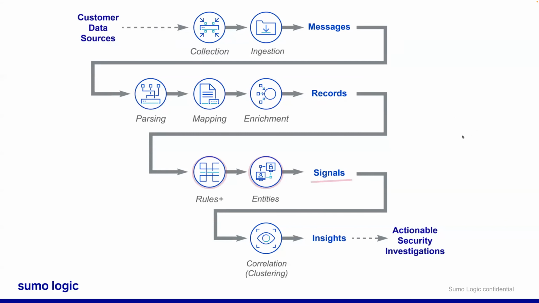Once they turn into Cloud SIEM records, the records are going to be compared to rules. If a rule is triggered, an entity is going to be extracted, a severity score is going to be assigned, and a signal is going to be created. We're going to talk about those in more detail. Now, if we have enough signals with the same entity clustered together, they are going to become an insight.